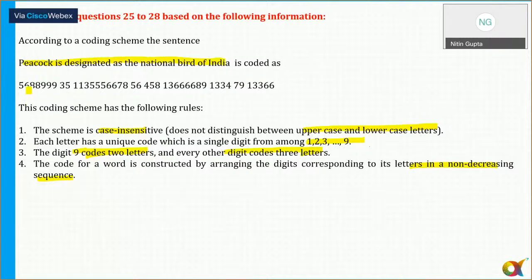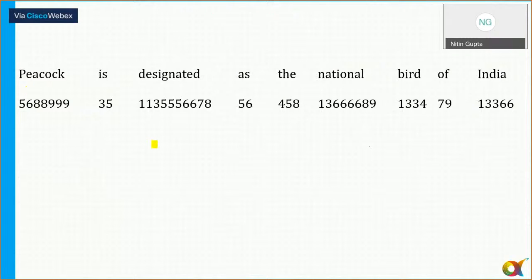Non-decreasing sequence means, yes. So now let's start here. This is the case. Now, if I look at here, 55 and as 56. So if I compare "is" and "as", what is the code for S? The numbers are 1, 2, 3, 4, 5, 6, 7, 8 and 9. So if I compare "is" and "as", S is common and 5 is common. So 5 will definitely go with S.